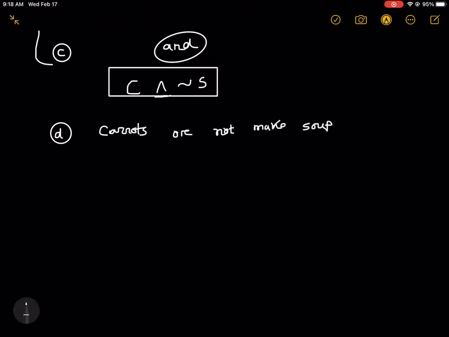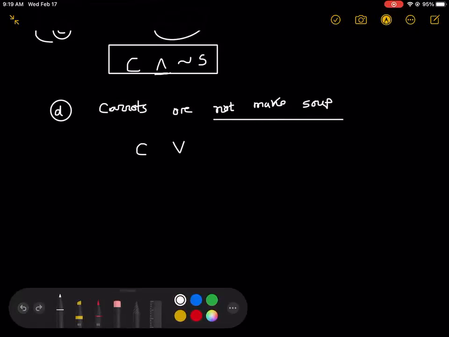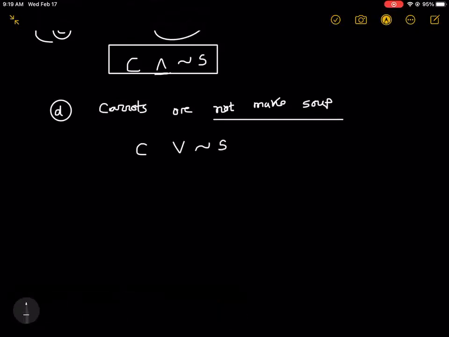Now how should we write it? It should be the same thing, but with the V instead of the upside down V. Exactly. So for we have carrots, we can use C. For or, we'll use this symbol. And then for not make soup, we'll use this. Sorry, that looks like a minus. So this should be our answer. Can you see that?